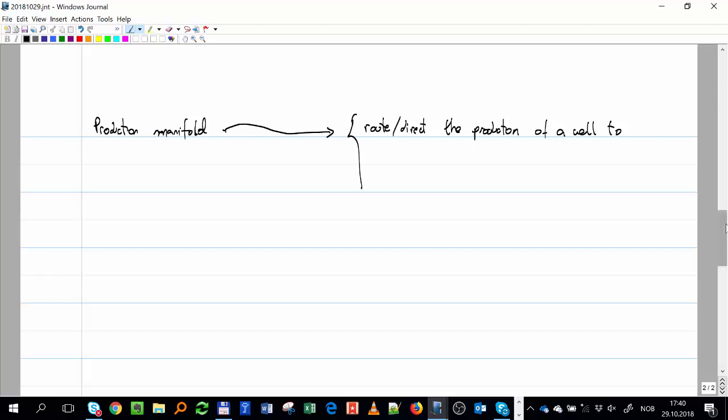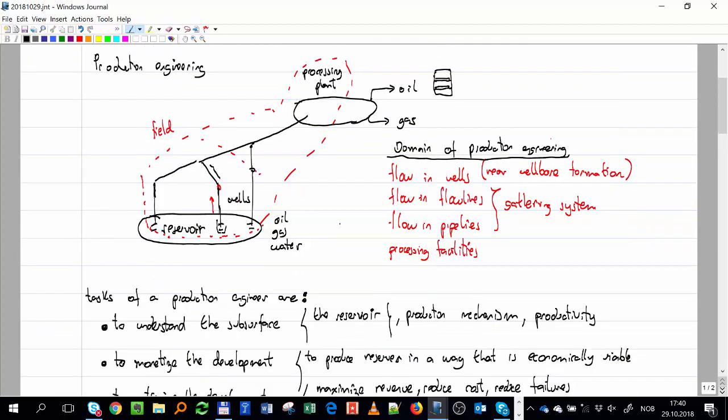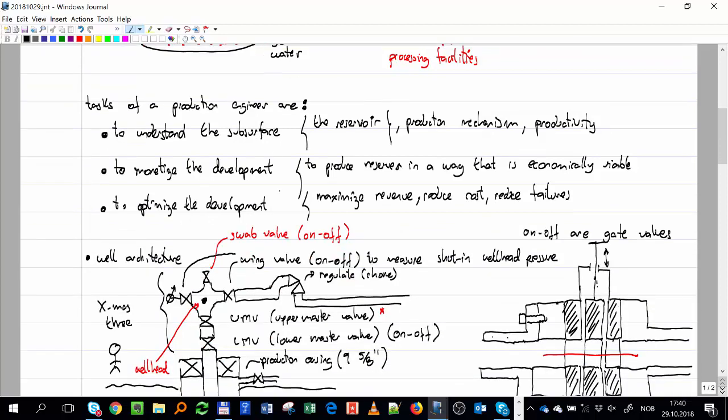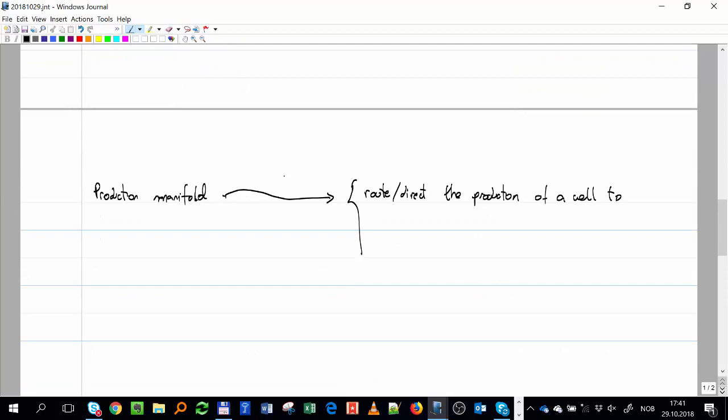Usually these big processing facilities, indicated here, are not made of just one train. We will see at the end of the course, but it's not just one piece of equipment. Sometimes you have equipment in parallel to take the capacity of the whole field. So you cannot just rely on sending one well to that equipment. You have to have the option to send a well to one separator or to another separator. So that's one of the purposes of the manifold: to route and direct the production of a well to a destination.